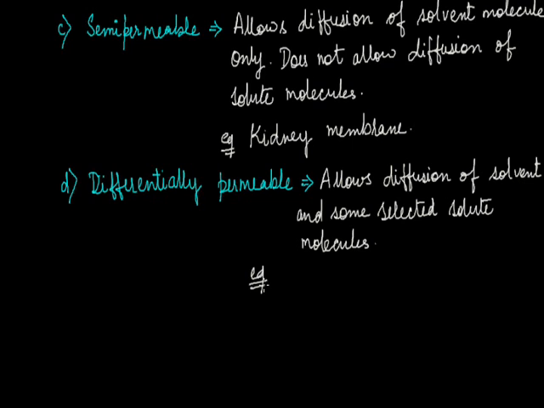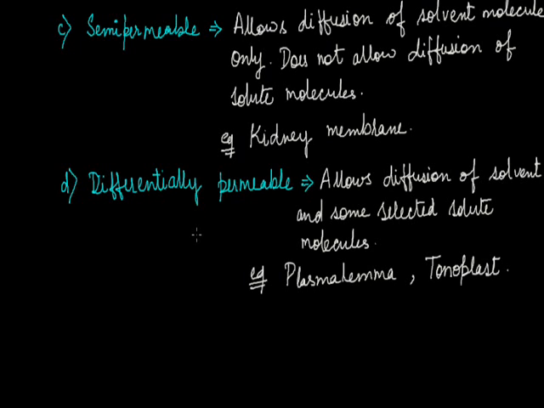You must be remembering tonoplast is the membrane which surrounds the organelle called the vacuole. So examples are plasma lemma, that is the plasma membrane of the cell, and tonoplast, which is the membrane of the vacuole. So in summary, we can say there are four types of membrane on the basis of their permeability. Now, let us discuss some more important points.